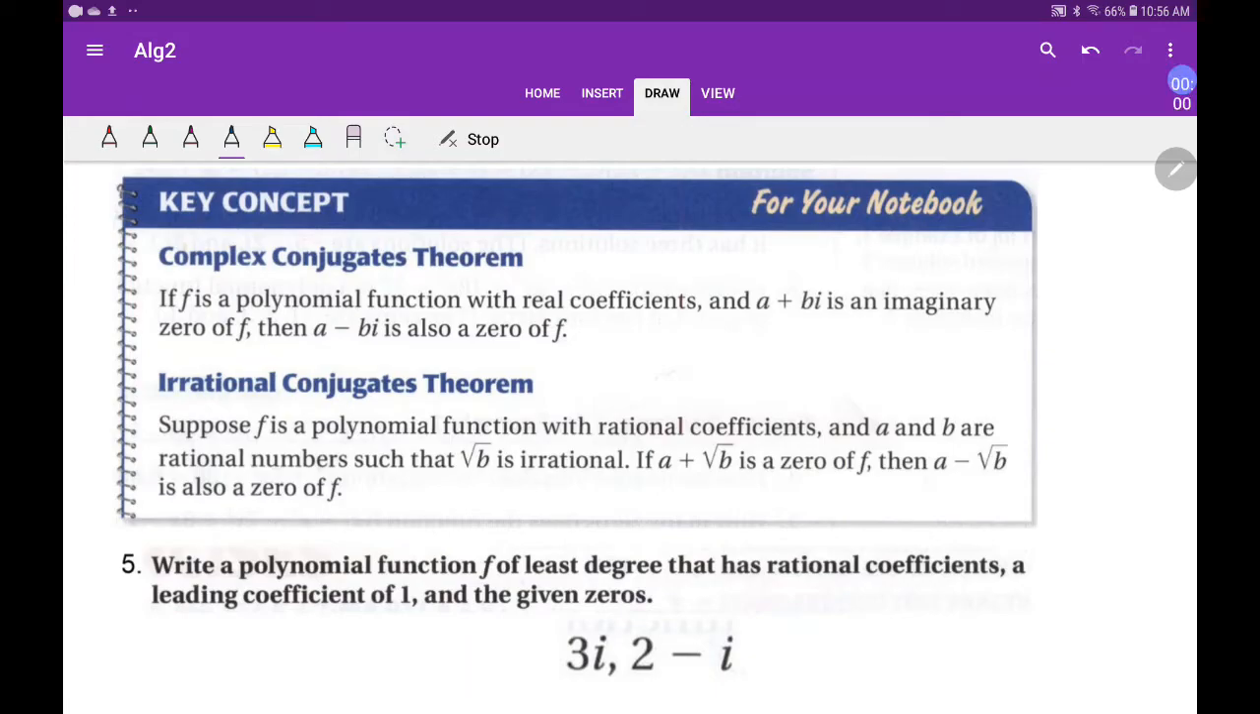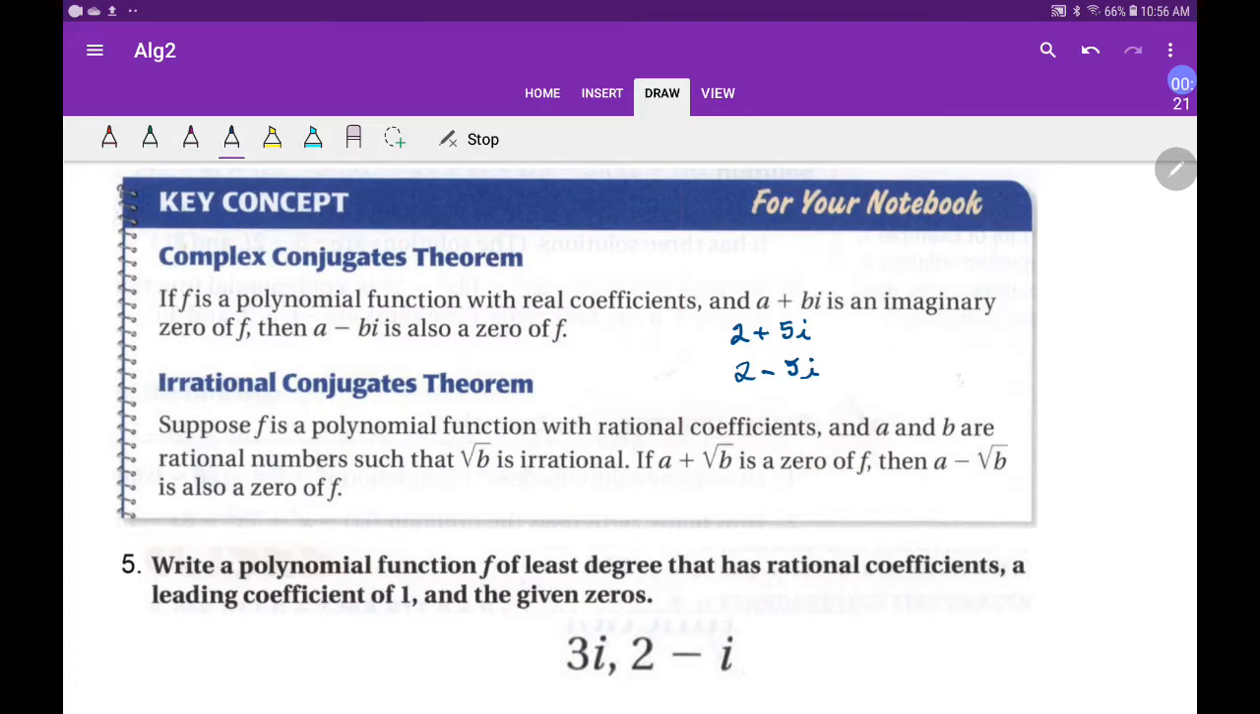Here we have, for the second or third time, the complex conjugates theorem and also the irrational conjugates theorem. And they basically say something like this. If I had something like 2 plus 5i as a root, as a 0, I must also have its conjugate as a 0 as well.